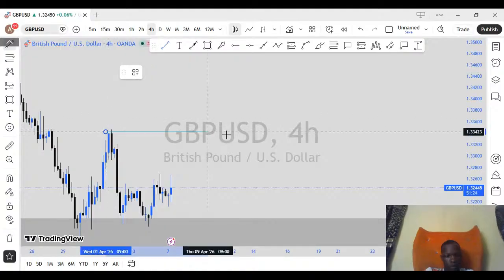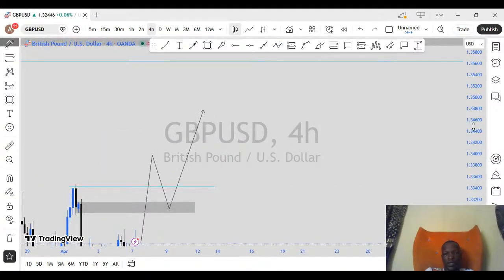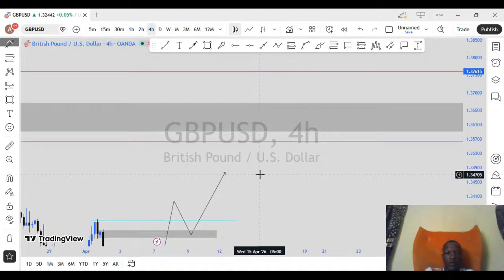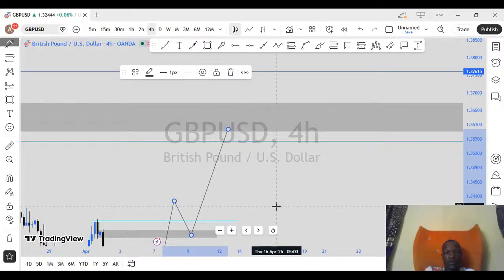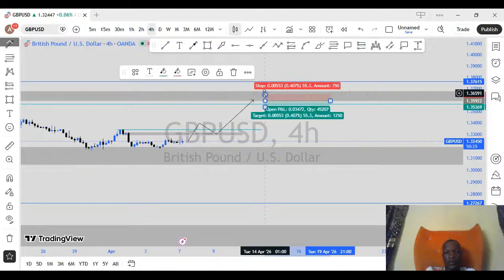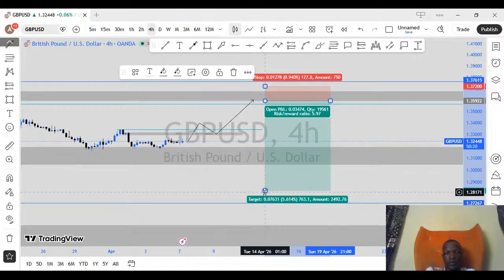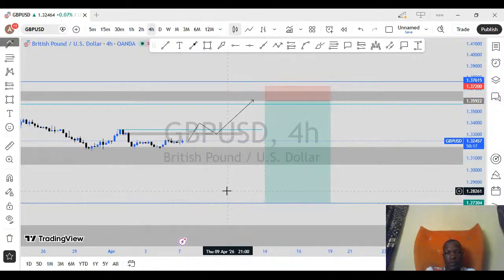This is the last supply zone. If the market closes above this level like this, that's about GBP USD. But the main thing we want to do is to sell this market from this level to this downside. From here also we want to buy. So we expect the market to come back to this level and then we sell. This is the major one that I have, that I want to trade. So that's about that.